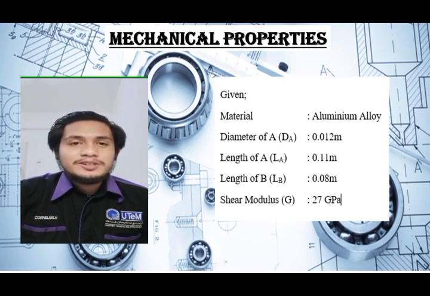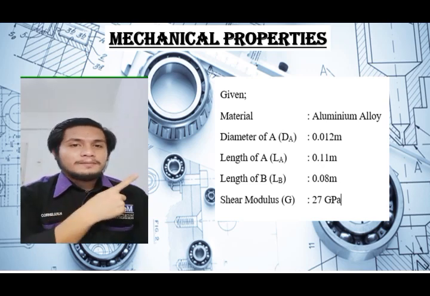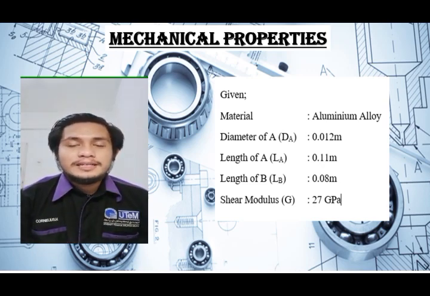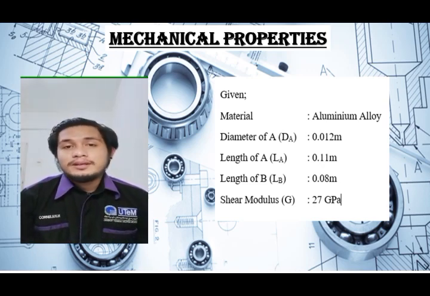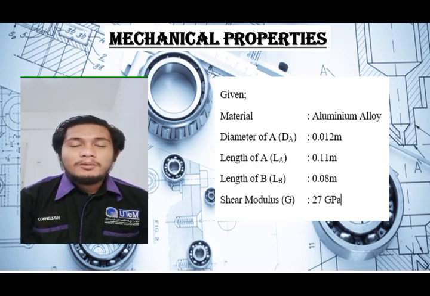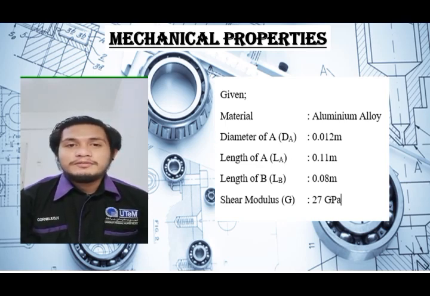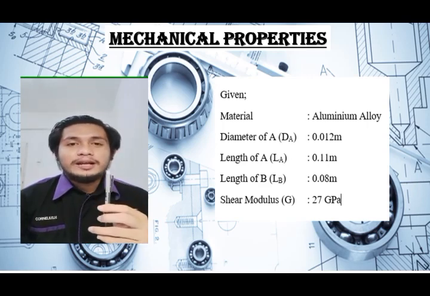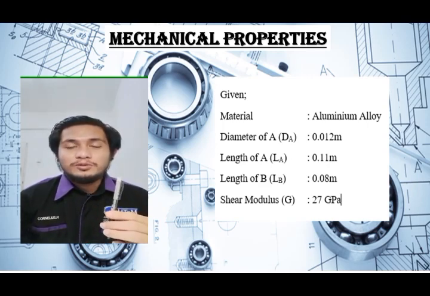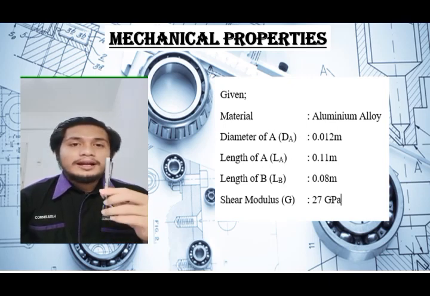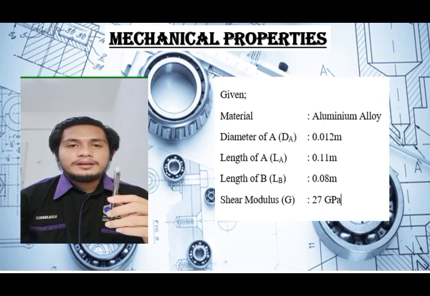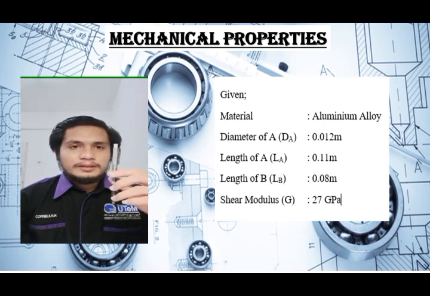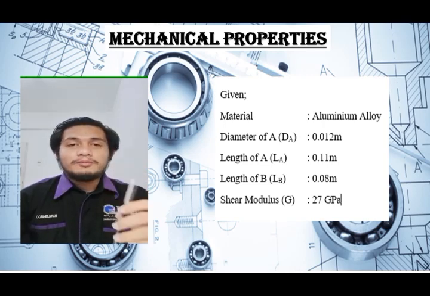The mechanism that we choose for this project is the cookie press mold. From this box, it stated the rod is made of aluminum alloy. But before going further, I would like to explain how this mechanism functions. Assume this is rod A with a diameter of 0.012 meter and a length of 0.11 meter. Rod A acts as the rod that presses the cookies out from the mold.